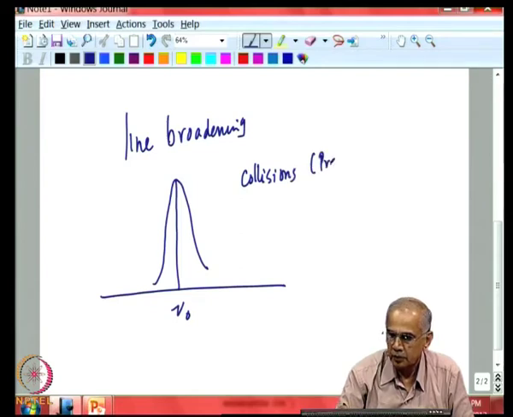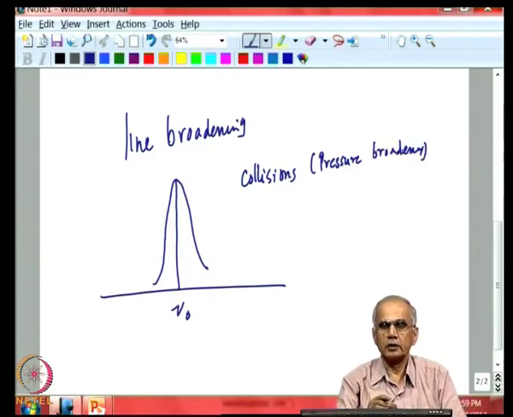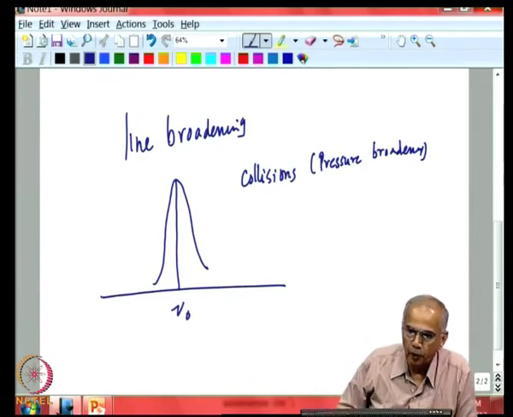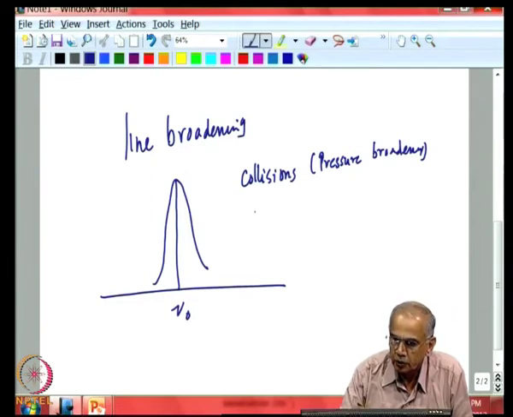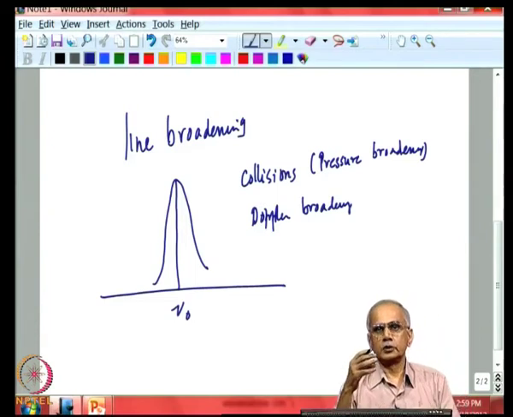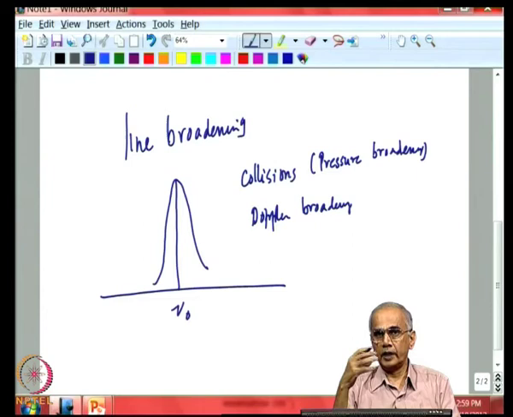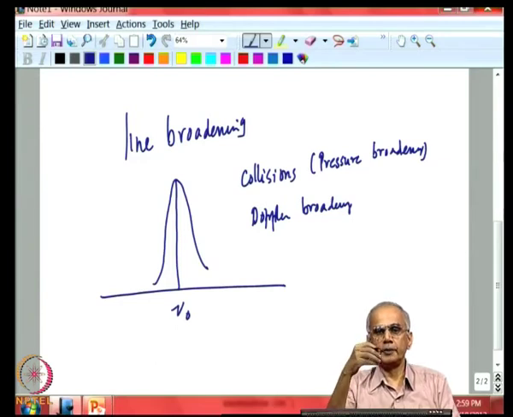This is called pressure broadening. So, other molecules colliding with the molecule which has an absorption band will broaden the range of frequencies in which that molecule absorbs. The other is called Doppler broadening, and this occurs because the molecules are moving at a fairly high speed. So, the Doppler effect will play a role. Imagine a molecule moving away from you and emitting a photon.